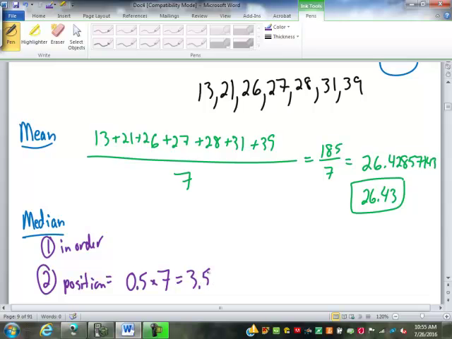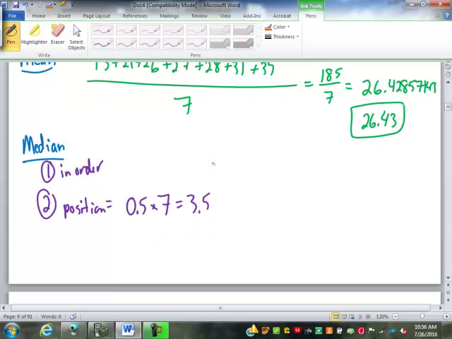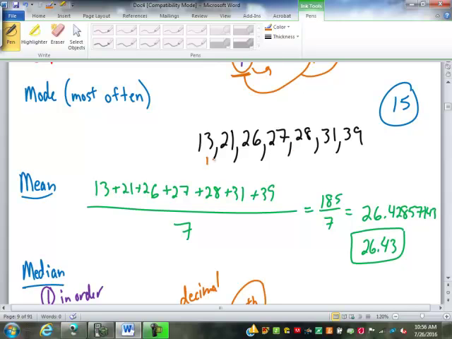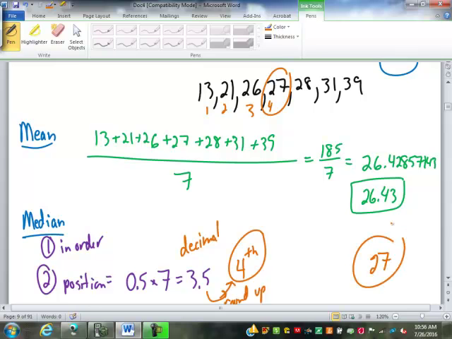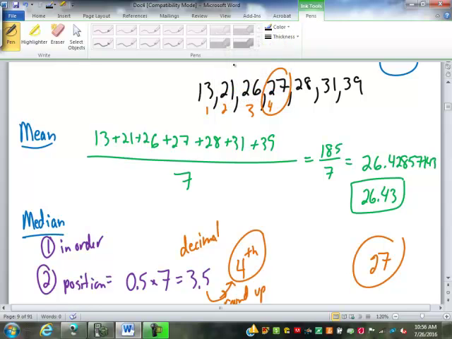We get 3.5. Now, in our previous example, we had a whole number. We said that meant it was between that number and the next one. So we got a 4, so it meant it was between the 4th and the 5th number. Here we get a decimal. If it's a decimal, we always round up. So that's telling us that the 4th number in the list is our median. So 1, 2, 3, 4. Our median is 27. Again, relatively close to the 26.